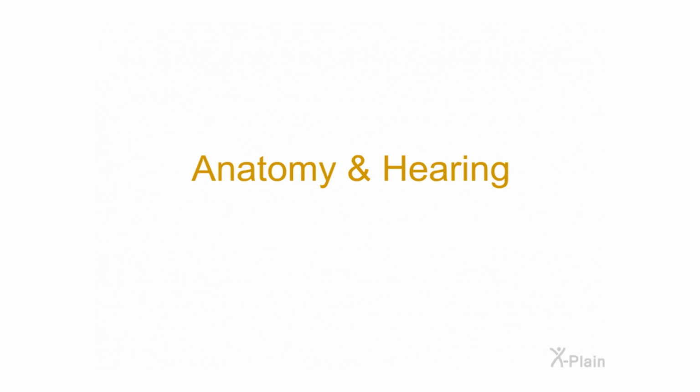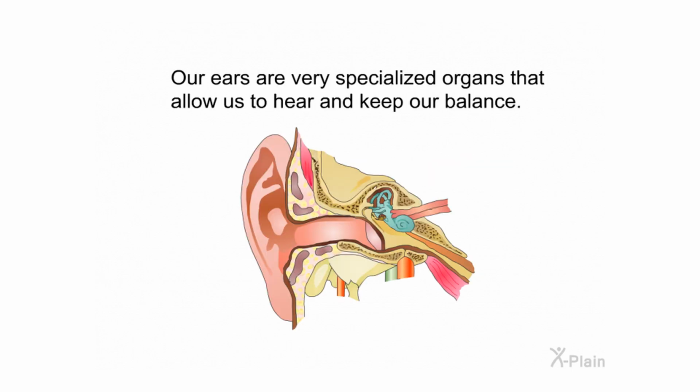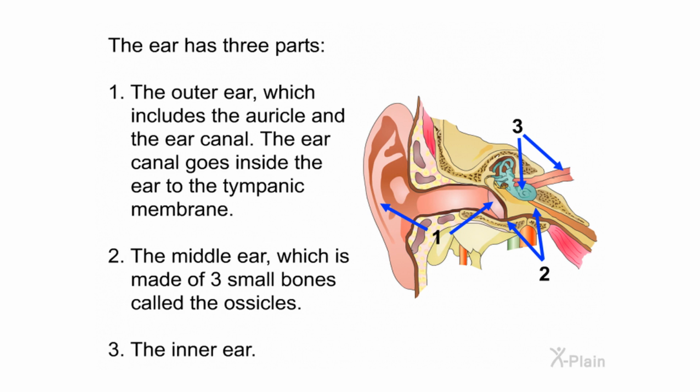Anatomy and hearing. Our ears are very specialized organs that allow us to hear and keep our balance. The ear has 3 parts. 1, the outer ear, which includes the auricle and the ear canal. The ear canal goes inside the ear to the tympanic membrane. 2, the middle ear, which is made of 3 small bones called the ossicles. 3, the inner ear.